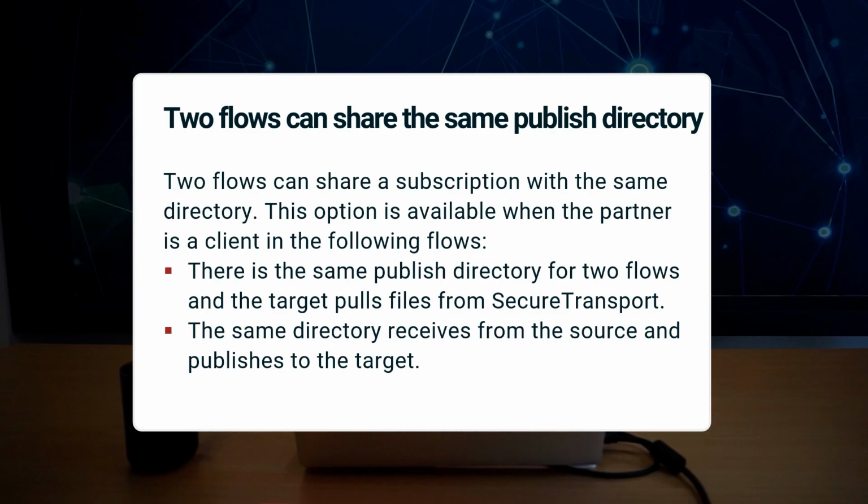Two flows can now share a subscription with the same directory. This option is available when the partner is a client, source pushes and target pulls, for the following flows. There is the same published directory for two flows where the target pulls files from secure transport, and the same directory can receive from the source and publish to the target. For one flow, the source pushes secure transport to a received directory, and for another, the target pulls a file from the published directory.